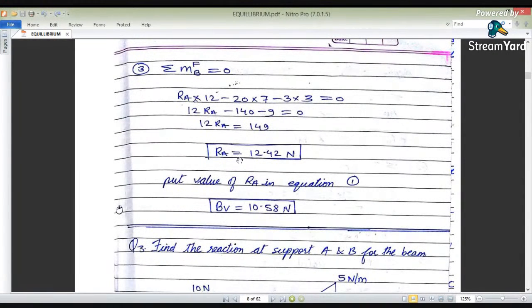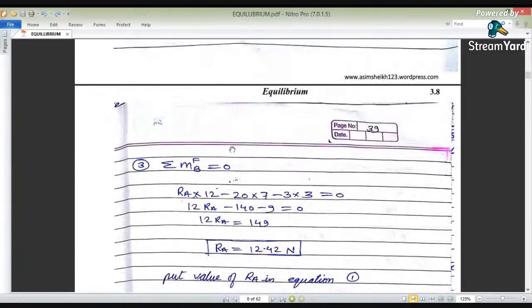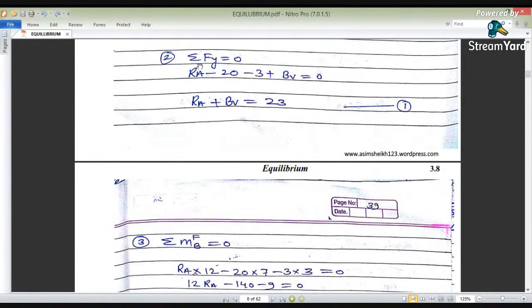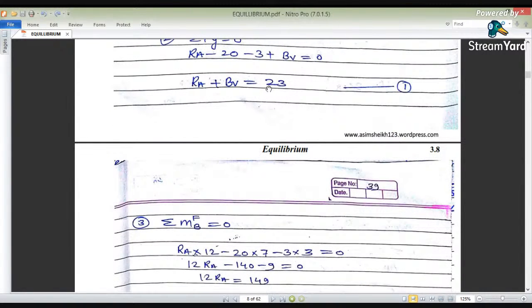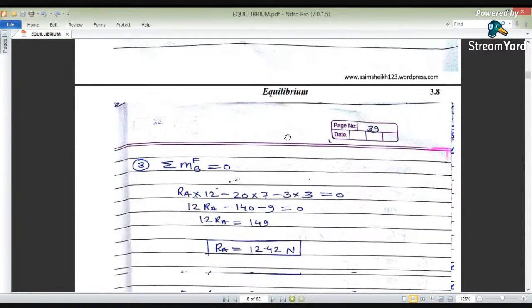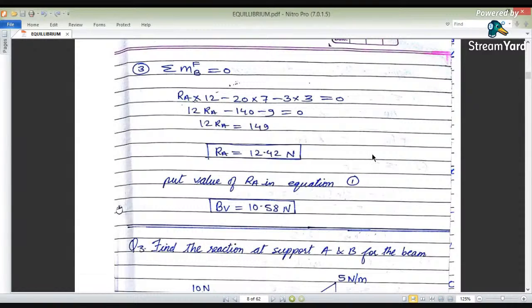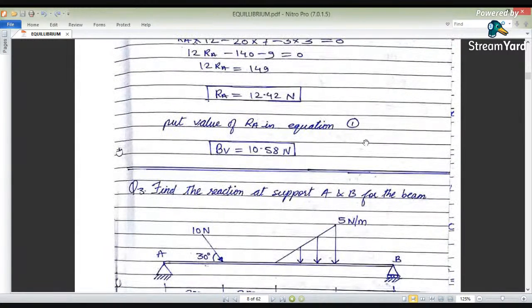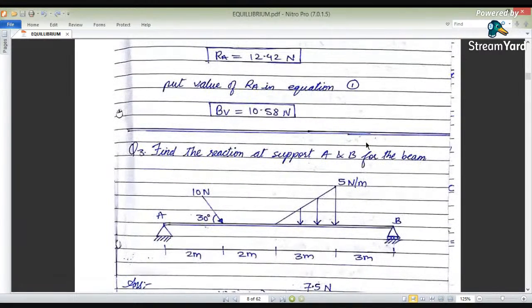The same value is to be applied in the vertical equation, that is, summation of Fy equals 0. We are putting the value of RA in this equation. Therefore 23 minus RA, that is BB. So BB comes to be 10.58 newtons.